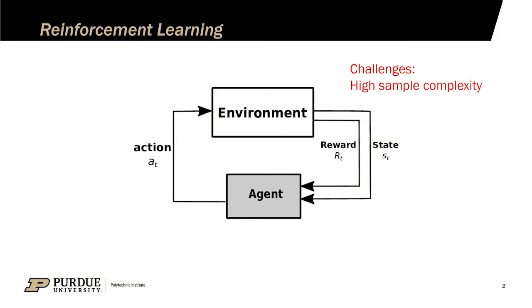To begin with, let me introduce some background about reinforced learning. Reinforced learning is learning how to map states to actions such that the expected return can be maximized. The agent learns a policy through the interaction with the environment, and the environment will give the feedback in the form of numerical reward.